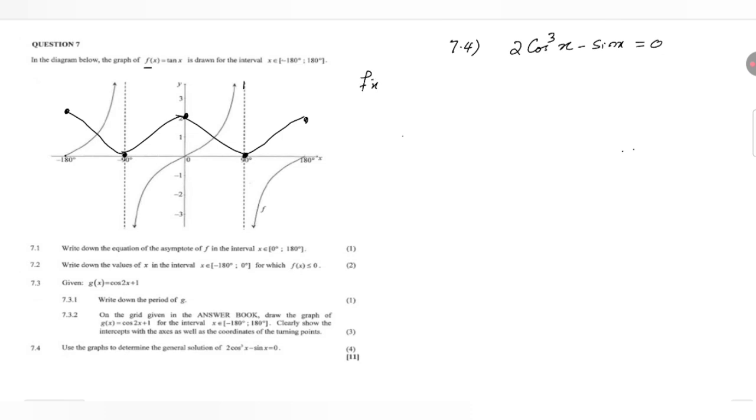F of x is equal to tan x and g of x is equal to cos 2x plus 1. These two graphs, you have to see it here. You have to do some sort of improvisation there, and you have to bring the presence of f of x and g of x. Okay, then find the general solution. So I will show you that one.